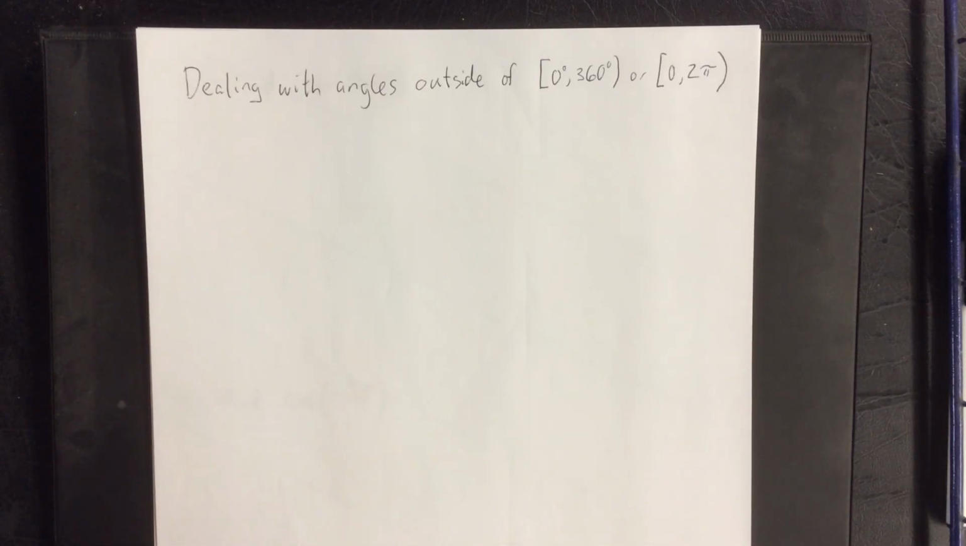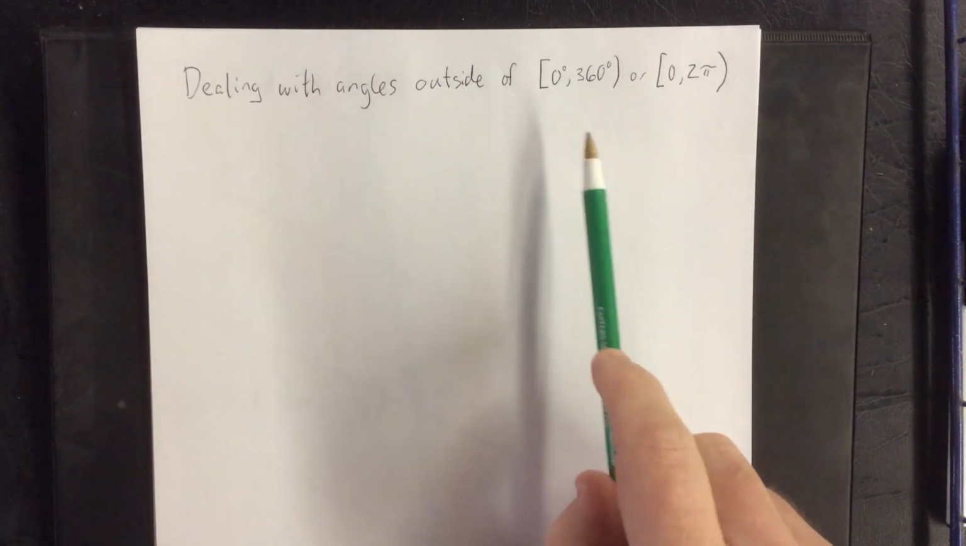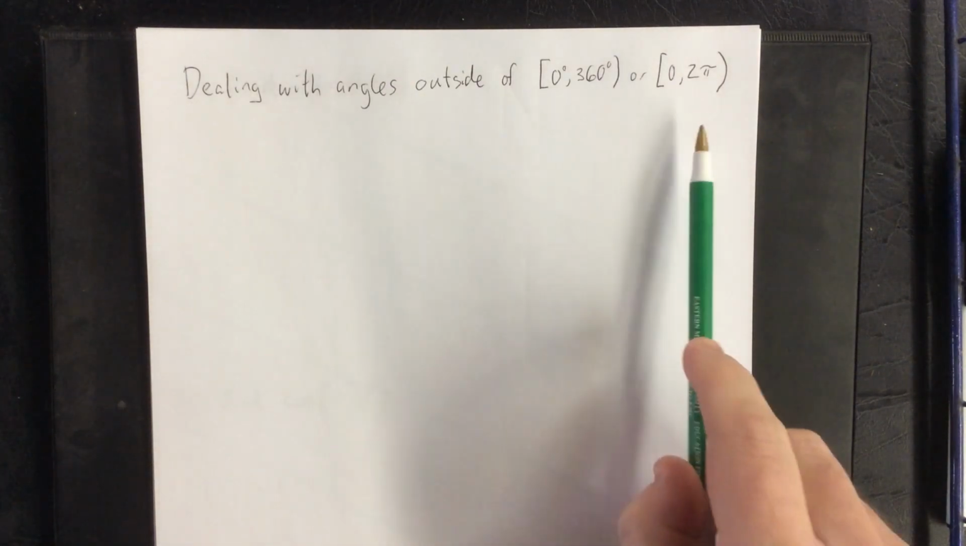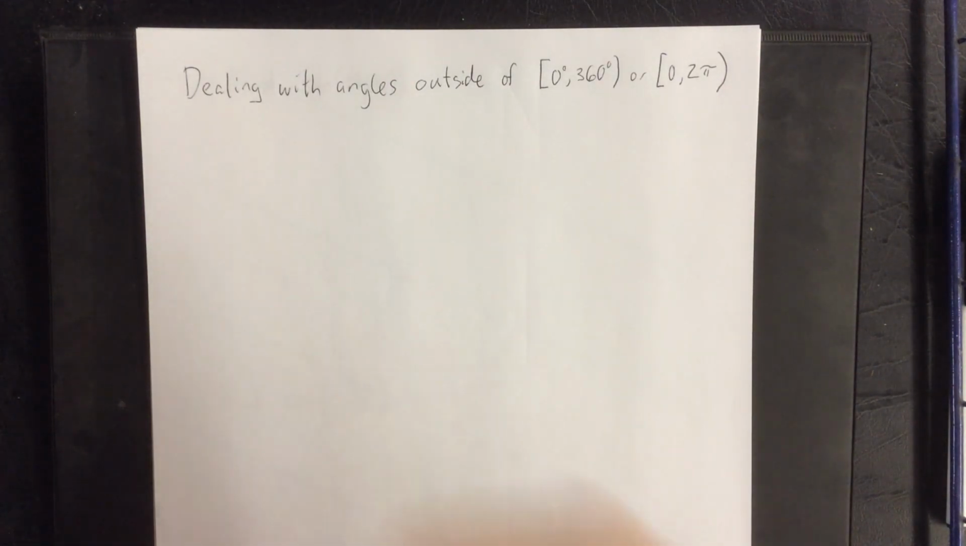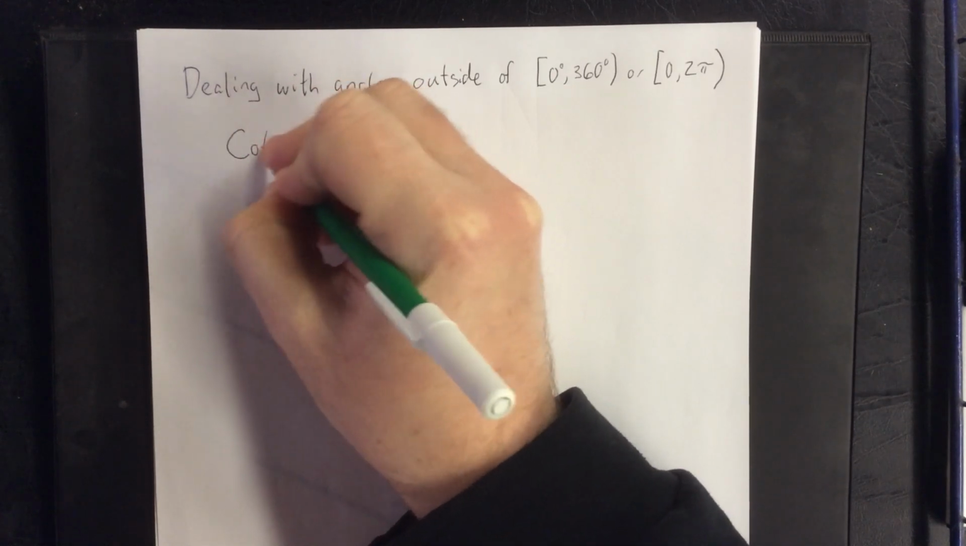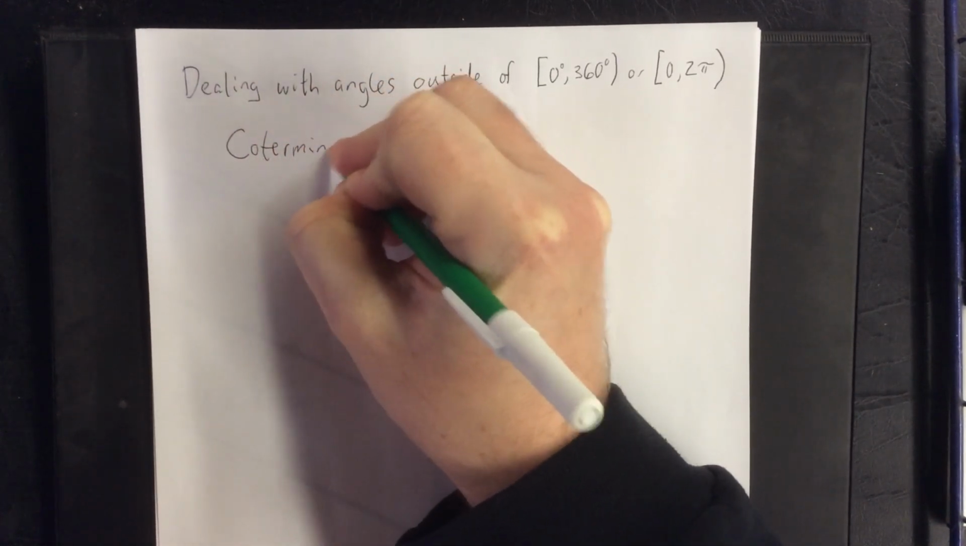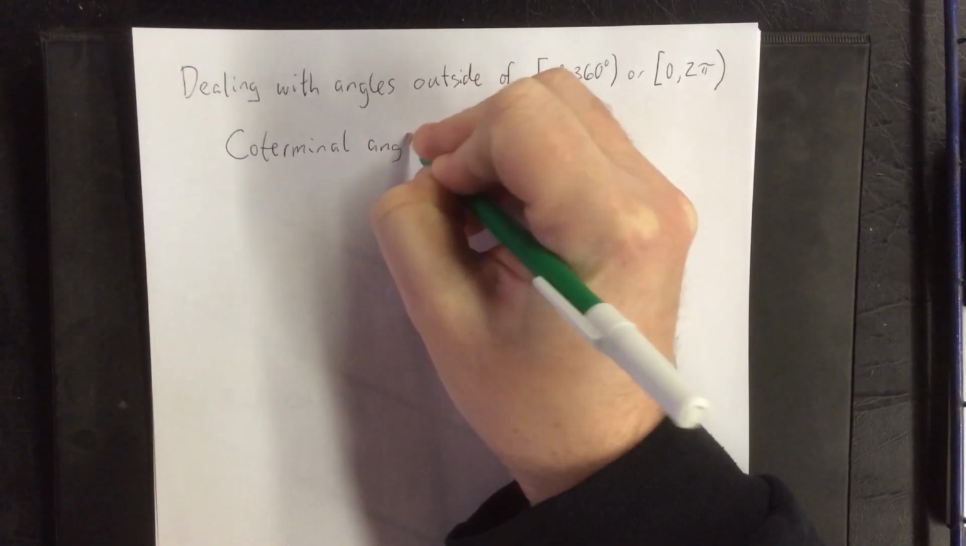So now that we've had exposure to all of the different quadrants that an angle could be in, I want to talk about how to deal with angles that are outside of the first full rotation of the unit circle. So either 0 degrees to 360 degrees or 0 to 2 pi in terms of radians. What we're going to introduce is the idea of a coterminal angle.